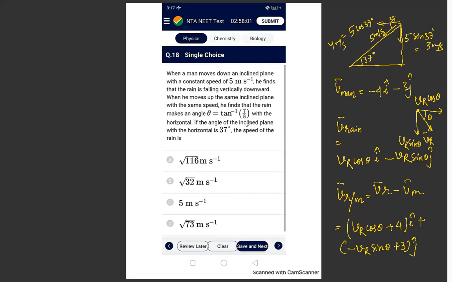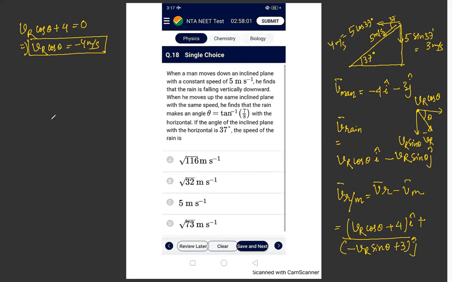It's given that the rain is falling vertically down. If the rain is falling vertically down, that means we can completely make this horizontal component equal to 0. So we can write Vr cos theta plus 4 is equal to 0, which gives you Vr cos theta equal to minus 4 meter per second. So one value, Vr cos theta, is calculated. Now we will move to the next case.